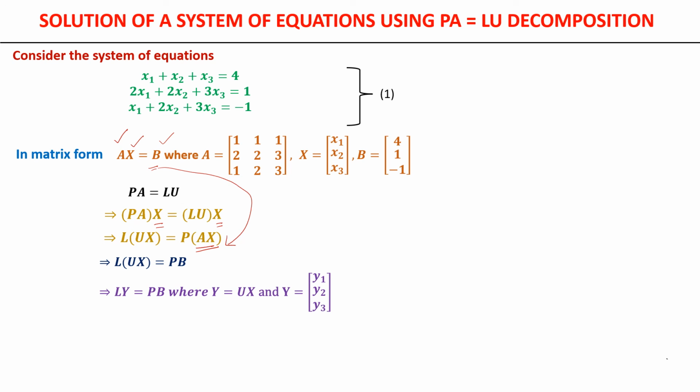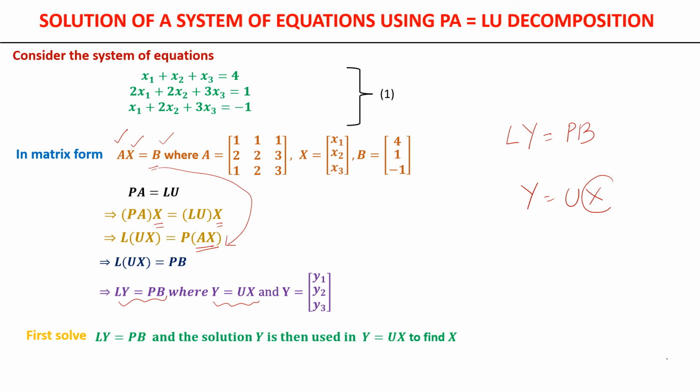Let me now take Y to be equal to UX, so that LY is equal to PB, where Y is a new variable having the components Y1, Y2 and Y3. It's a 3 by 3 matrix which I have considered here. So naturally, when now I have PA equal to LU, I have two sets of equations: LY is equal to PB and Y is equal to UX.